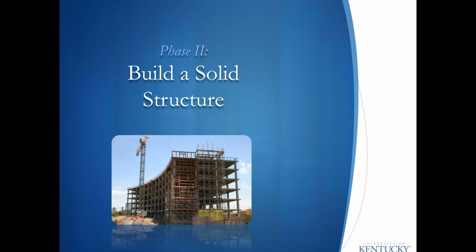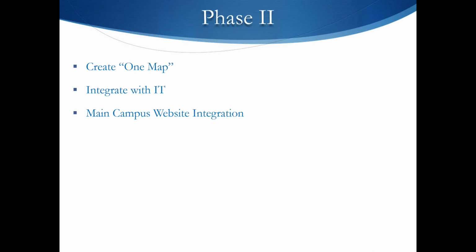Phase 2, build a solid structure. The key point in this phase is, you have to create one map. You can't have copies and copies of maps out there. You want everyone to be going to one source. You need to train your entire university community to know where you are, where you live, and that they want to come to you because they will be getting the best and most accurate information.